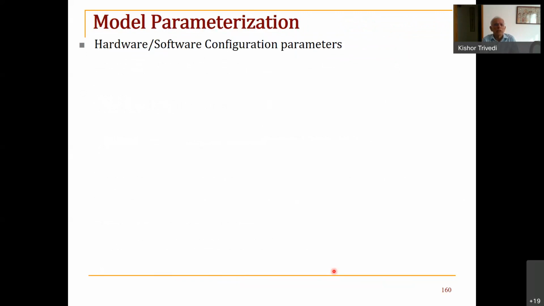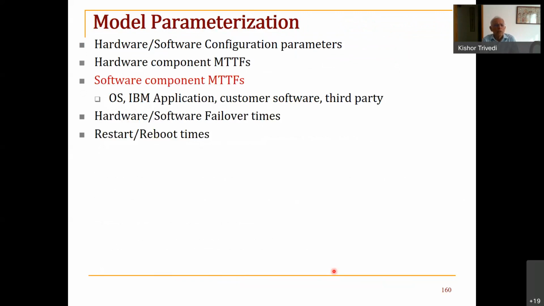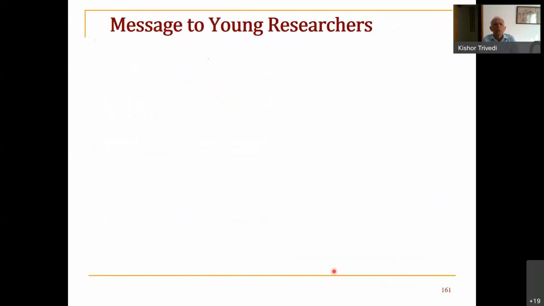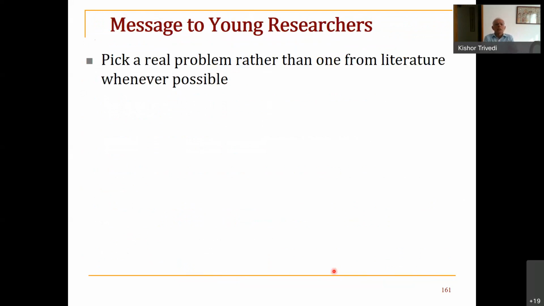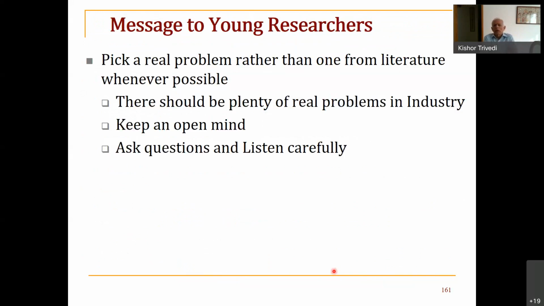Model parameterization, I'm going to skip this. We have talked about this. So, a message to young researchers: if you can, pick a real problem rather than one from the literature whenever possible. There should be plenty of real problems in industry. But when you take a real problem, you have to keep an open mind. Don't go with an idea that I'm always going to use stochastic reward nets and nothing else. You may require a fault tree solution. You may require a Markov chain within a fault tree, and so on.